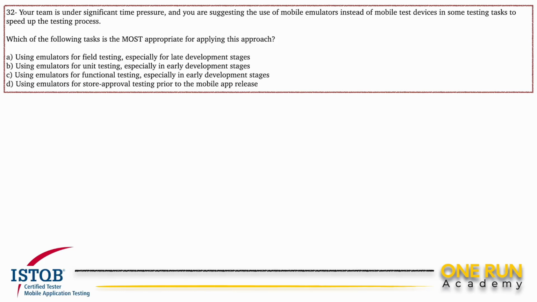A. Using emulators for field testing, especially for late development stages. B. Using emulators for unit testing, especially in early development stages. C. Using emulators for functional testing, especially in early development stages. D. Using emulators for store approval testing prior to the mobile app release.